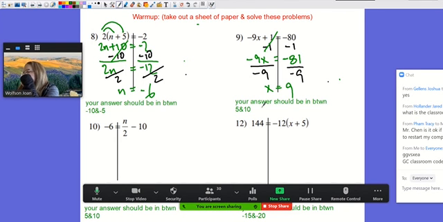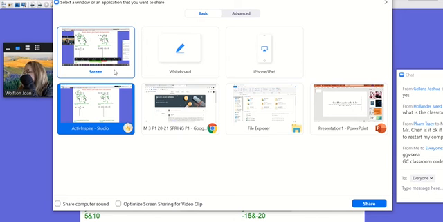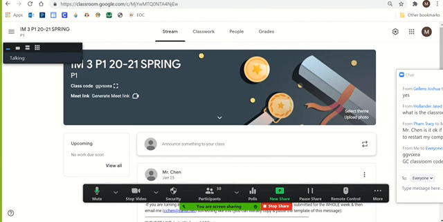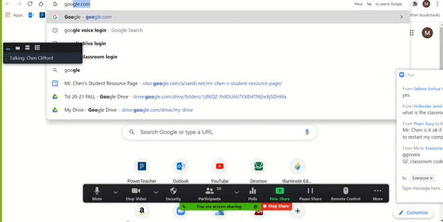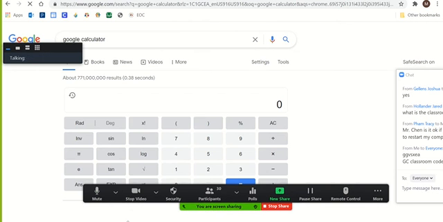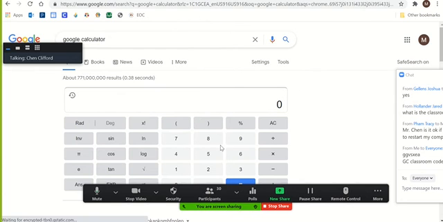I am totally cool with everyone using a calculator. So if you don't have a calculator, you can go on Google and just type in Google calculator, and a calculator pops up. We'll actually be using this quite frequently throughout the year. So I'm totally cool with everyone using a calculator.